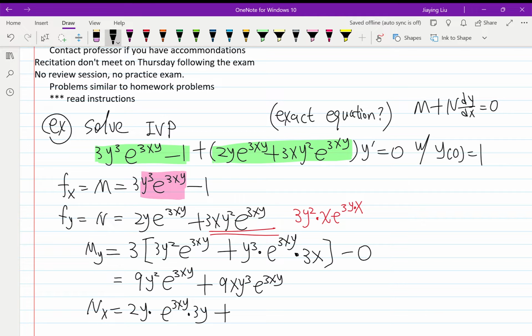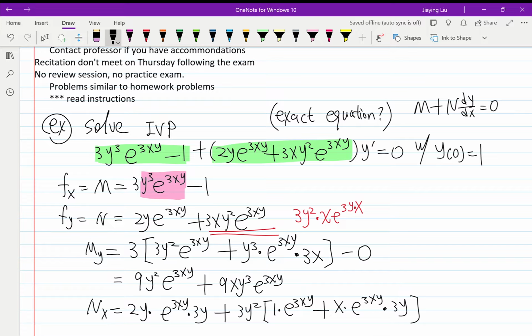So we have 3y squared. And using the product rule, the x will give me 1. So this is 1 times this part plus x times the derivative. So that would be 1 times e to the 3xy plus x times e to the 3xy times 3y. So that's the product rule. In the middle, we use the chain rule. Questions?